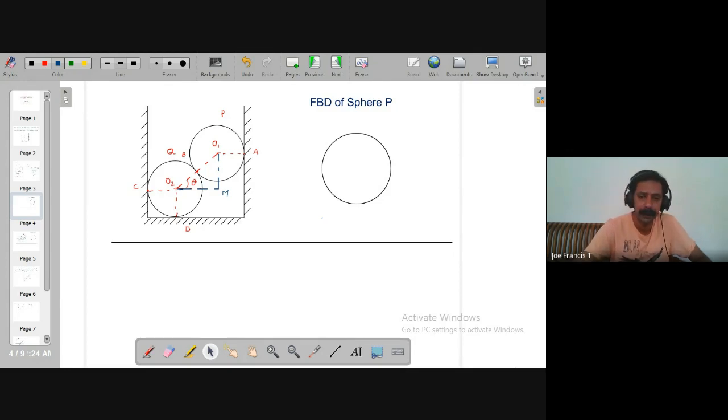Let's try that. Now, if you look at this figure, of course, the first thing is its weight, acting downwards. So you have the 500 Newton force which is acting downwards. This is one force. So you have 500 Newton force acting here.